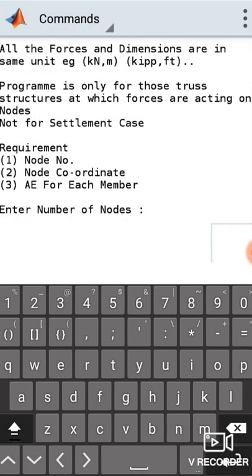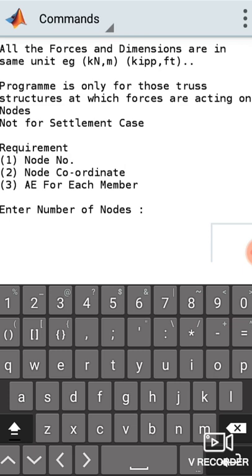First, it shows me some instructions: all the forces and the dimensions must be in the same unit. It also gives me an example that in the SI system all the forces must be in kilonewton or newton, and the length dimensions must be in meter or centimeter, whatever you take. It also gives me a restriction: this program is only for trusses where forces act on the nodes, not for the settlement case, not for trusses where forces act at any distance on the element, and not for trusses where the increase in length of the element occurs due to the effect of temperature.